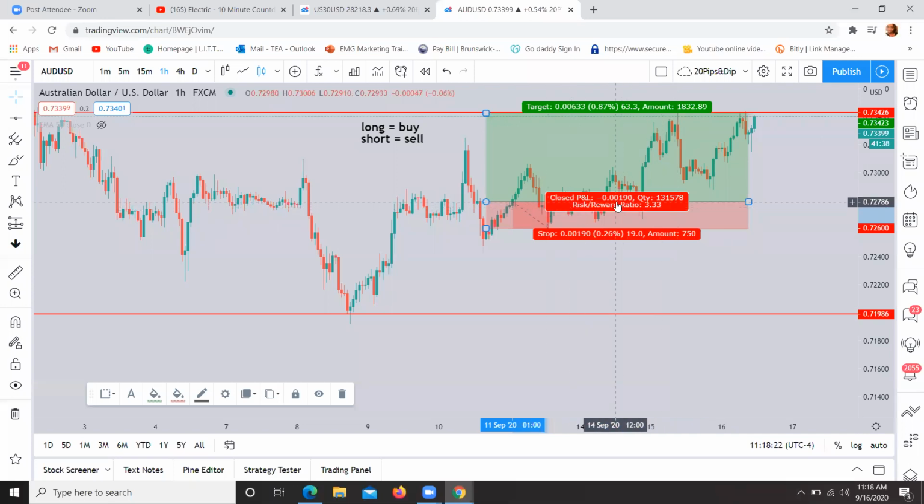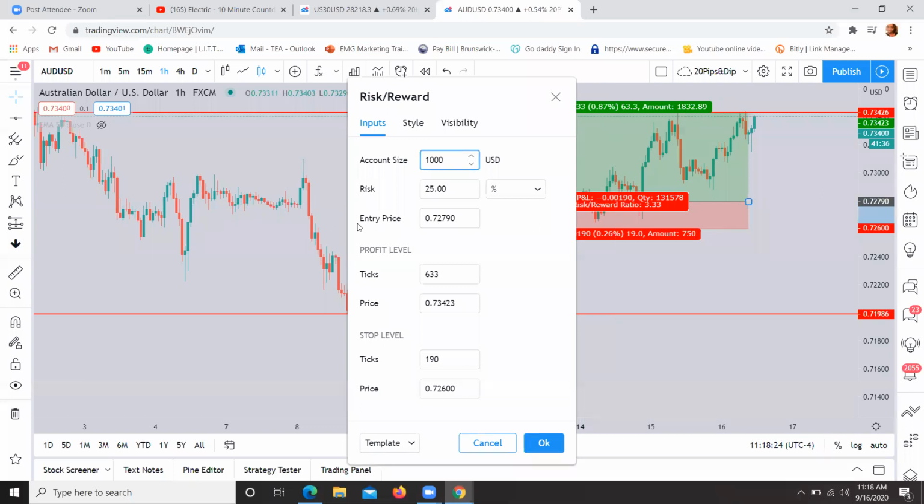Again, double click your entry price. You just enter that. Let's do it again. Let me put another entry price, 0.2272400. Boom.